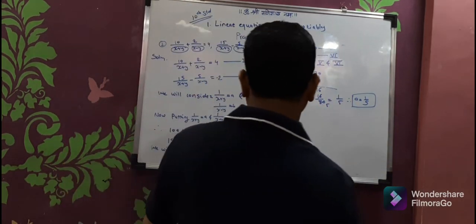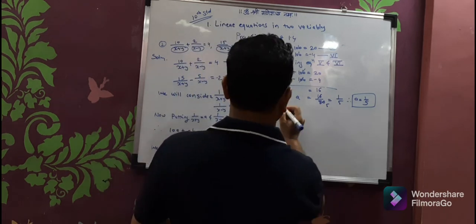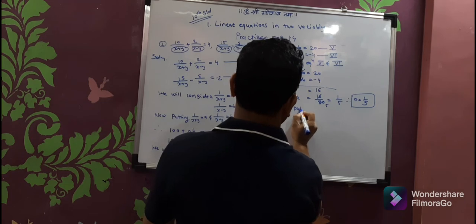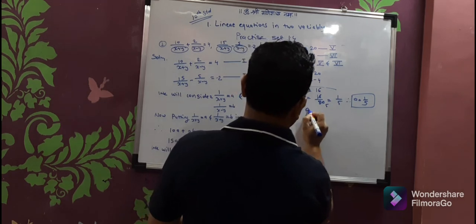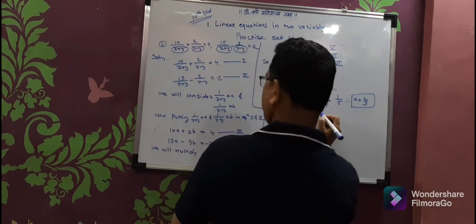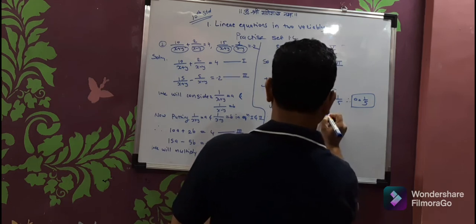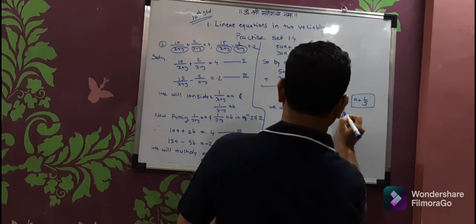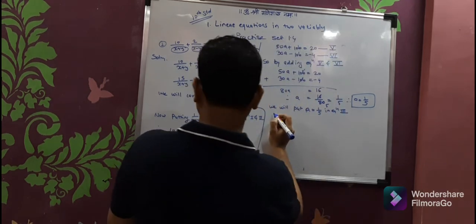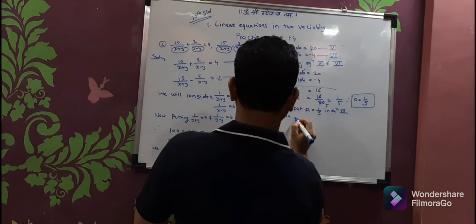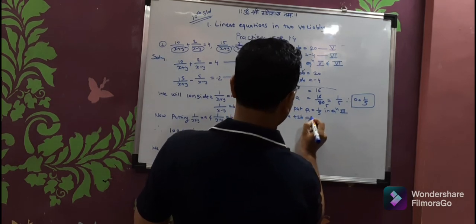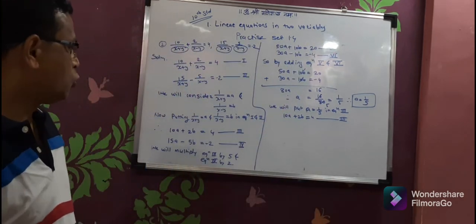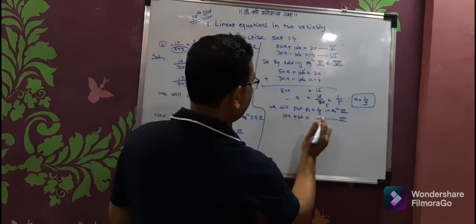So what we will do? We will put A is equal to 1.5 in equation 3. What is equation 3? This is 10a plus 2b is equal to 4. It is equation number 3.